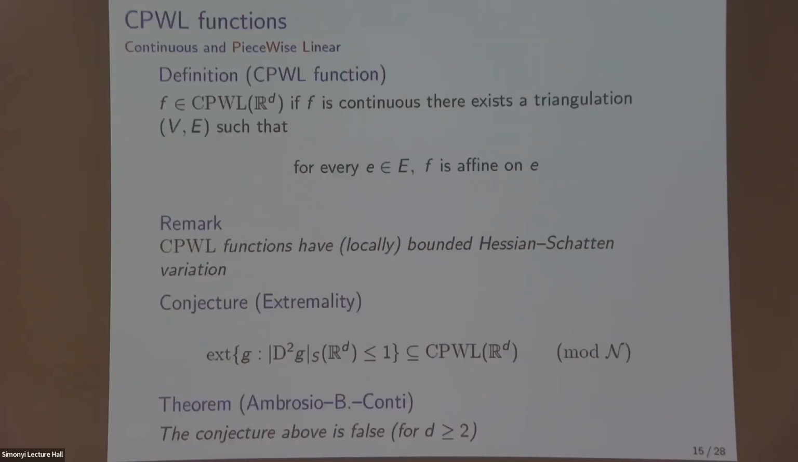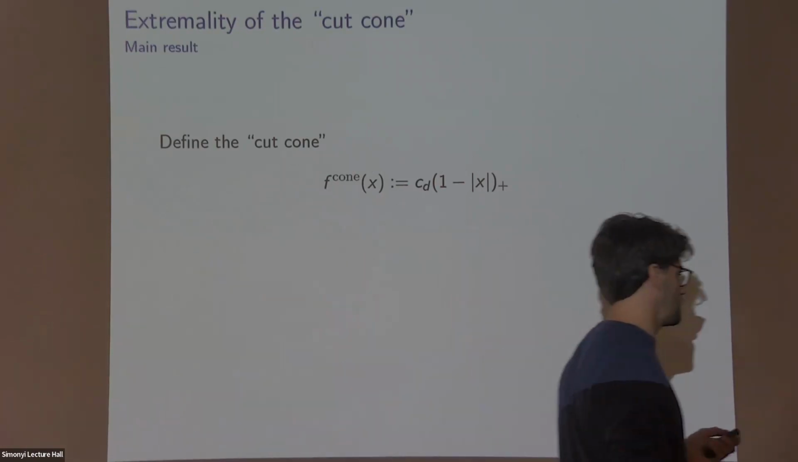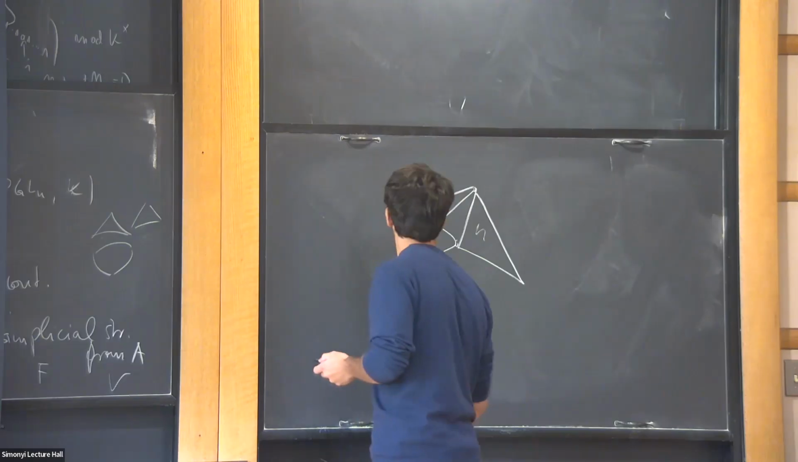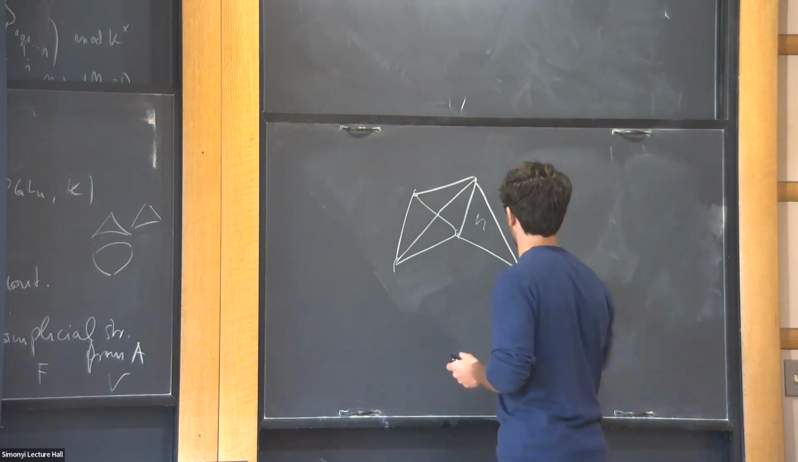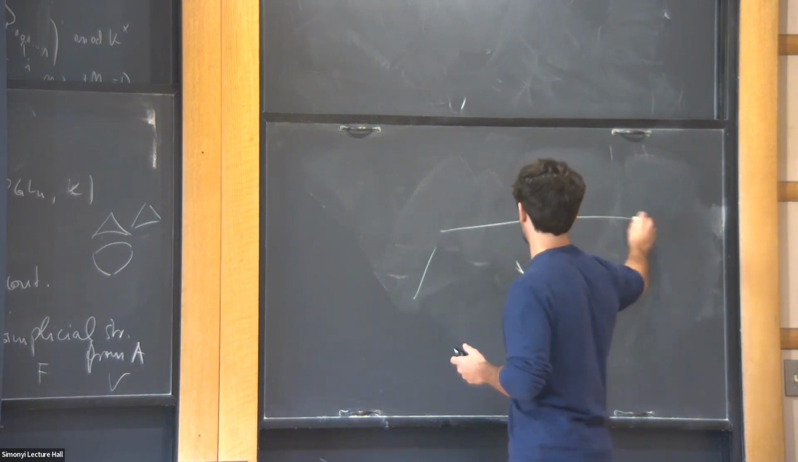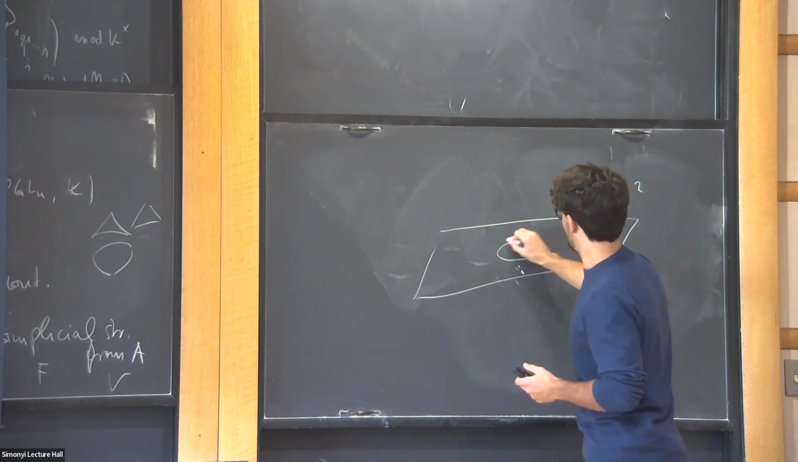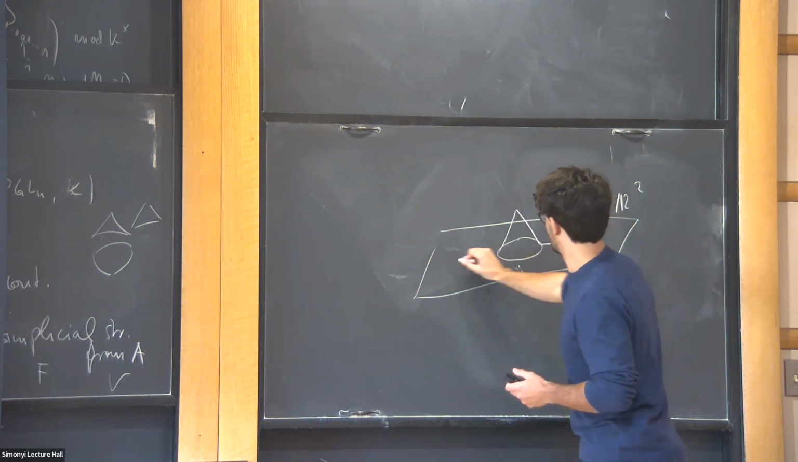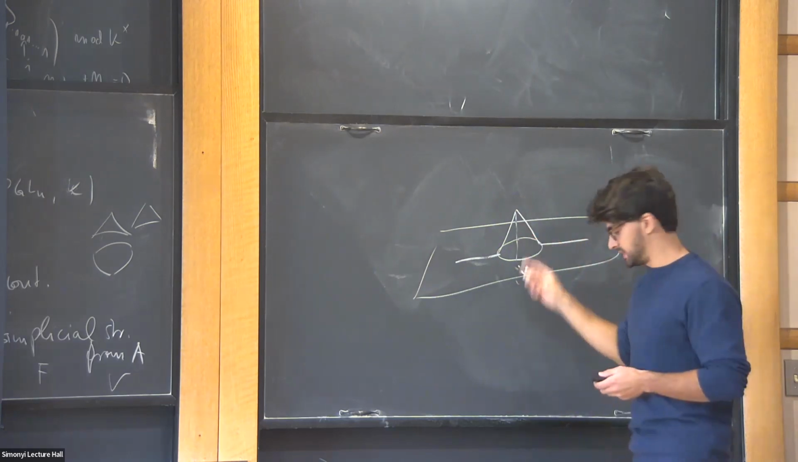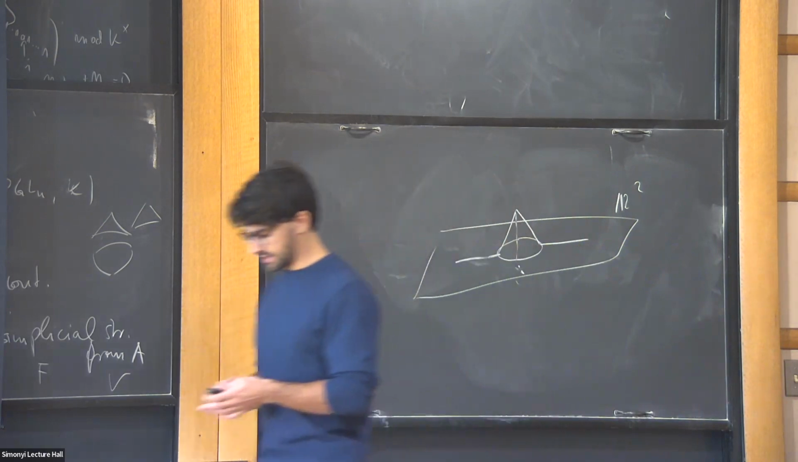Okay, so we want to prove that the conjecture is false. So we want to find an extremal point that is not CPWL. And we were lucky because the first thing that comes to your mind is to try with some cut-comb function. So assume that you are on the plane. This is R2. Here there is the unit ball and the cut-comb function is this one. This is its graph. So it's clearly not a CPWL function, but you want to prove that it is extremal.